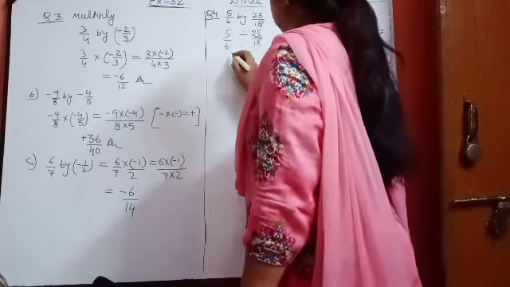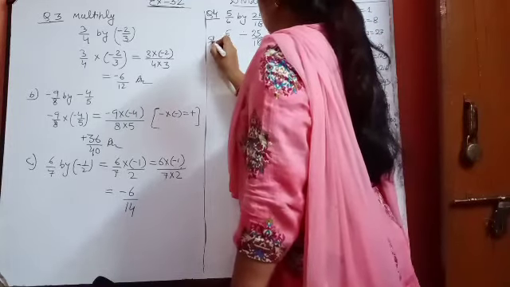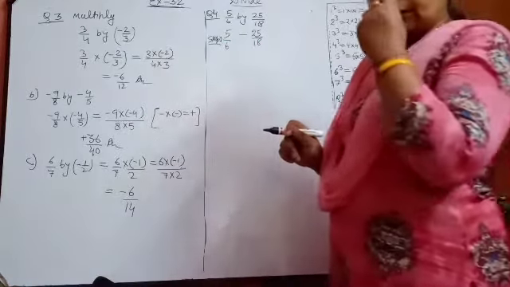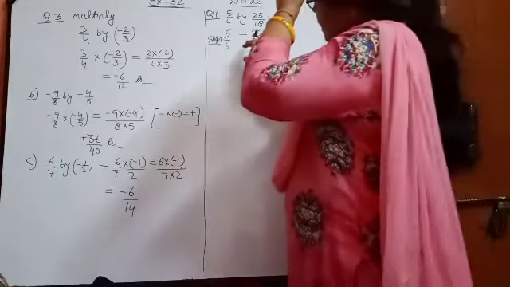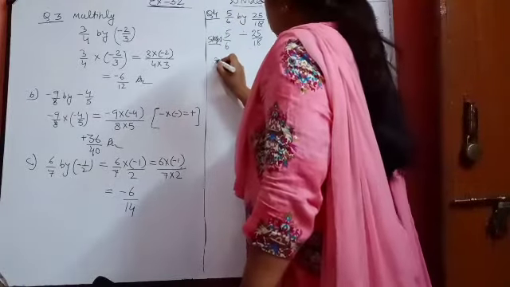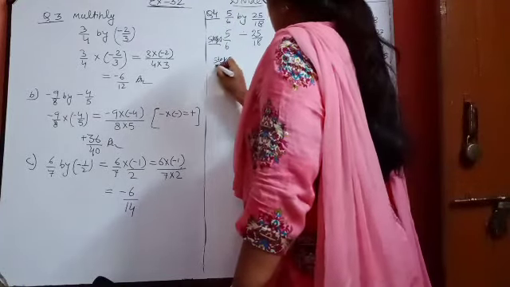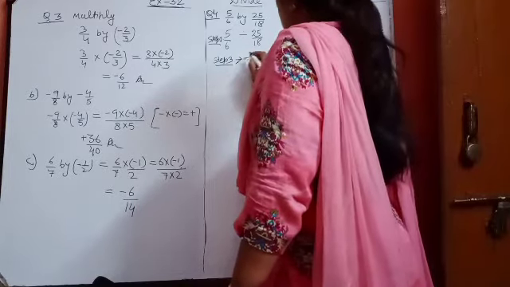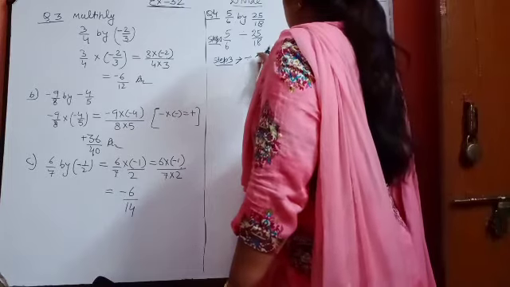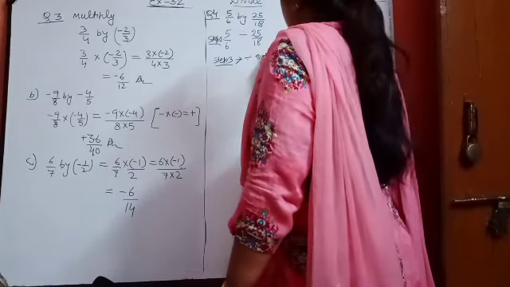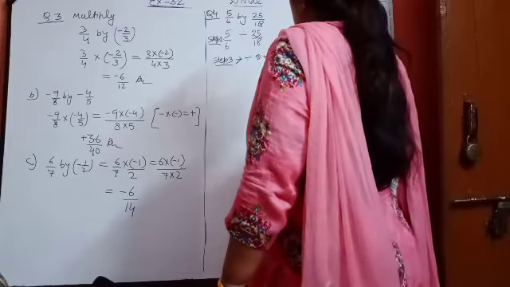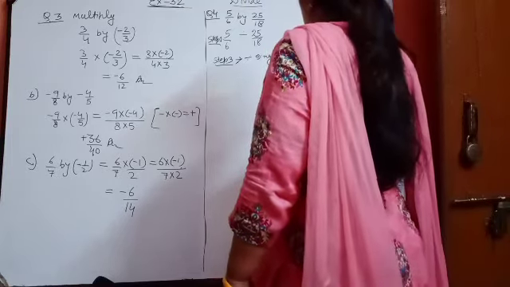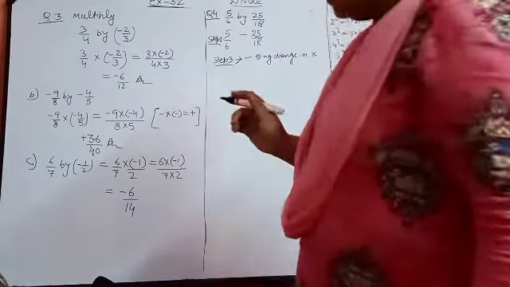What I taught you at that time? Step 1: write the question in actual form, whatever is given to you. Then the divide sign will be converted. Step 3: change the divide sign into multiply. Change it into multiply.